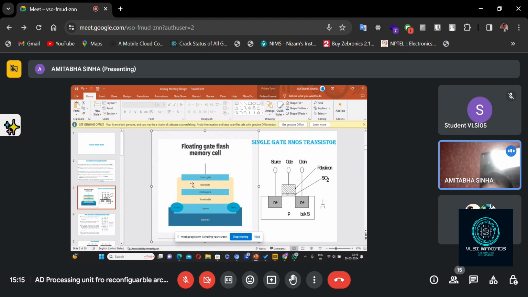So if you can somehow put charges here, in between the floating gate and the control gate, that charge will be trapped and will remain untouched unless you give some kind of external force from outside to bring those charges out. So that's the fundamental concept.